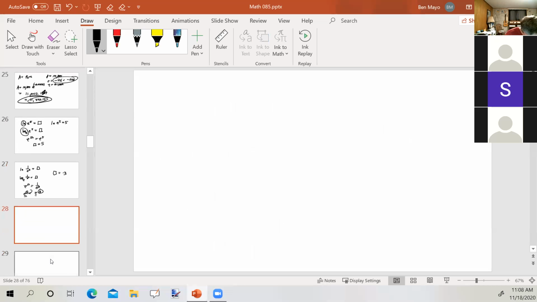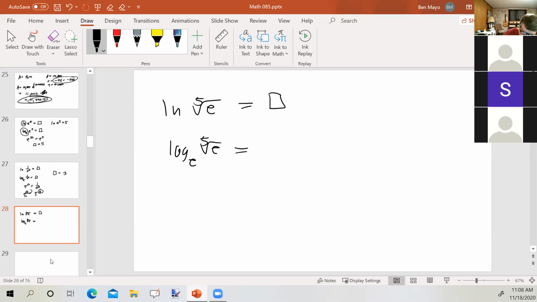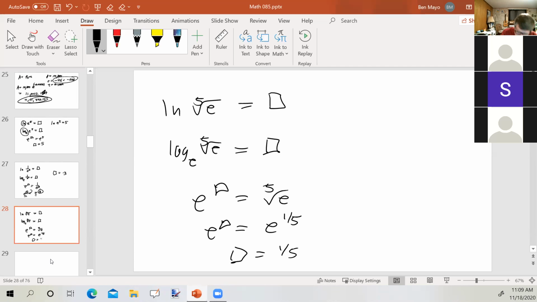Okay, how about this one? The natural log of the 5th root of e. Well, that's equal to some unknown box. Natural log is log base e. So we've got log base e of the 5th root of e equals box. Changing it to exponential form, e to the box equals the 5th root of e. But isn't the 5th root of e e to the 1/5 power? So the box equals 1/5.